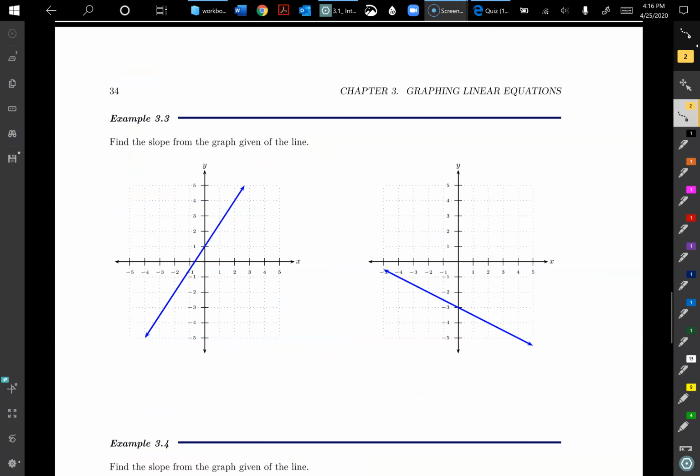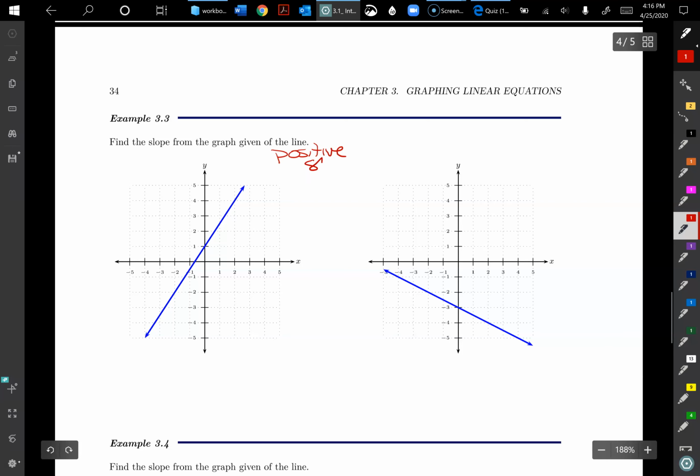So now we're on page 34 of your workbook, and we have these two examples. We have find the slope from the graph given the line. So this one on the left, this increases from left to right. So first thing I want to note down is that this is a positive slope. Okay, so we're going to just jot that down. The other thing we want to take a look at is let's pick a couple of key points.